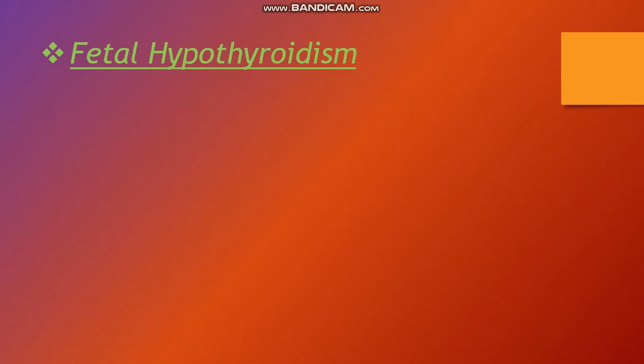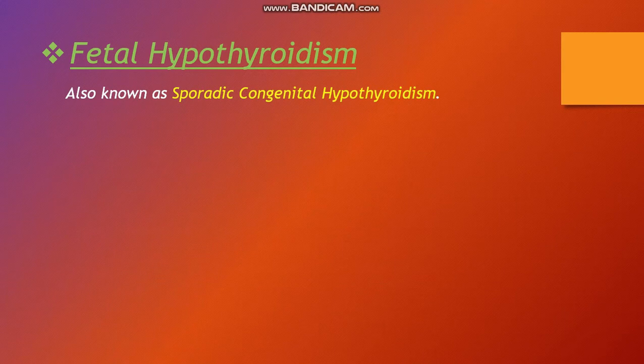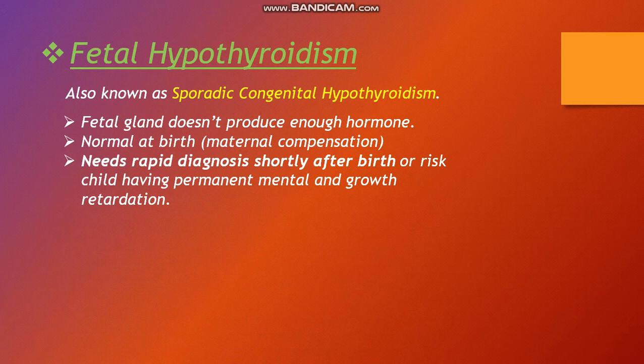Fetal hypothyroidism, also known as sporadic congenital hypothyroidism. The fetal gland does not produce enough hormone. The baby is normal at birth due to maternal compensation, so there is a need for rapid diagnosis shortly after birth, or risk of the child having permanent mental and growth retardation.